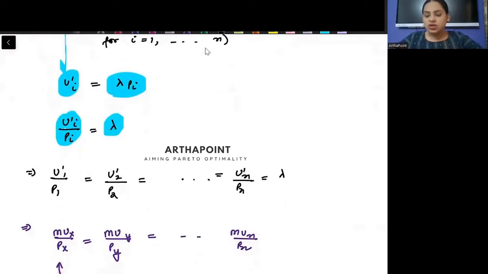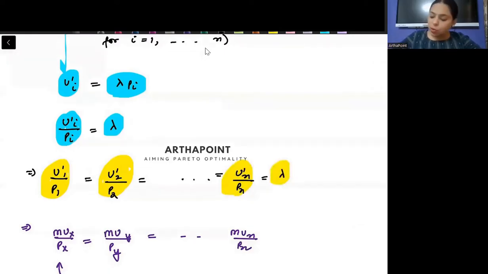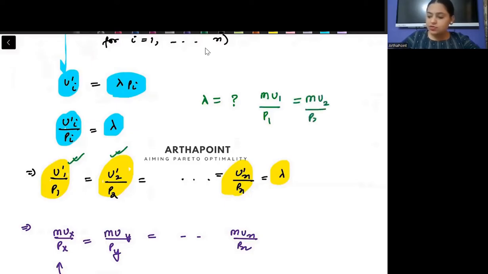Now that i can be anything. i can be 1, 2, 3 till n. So u dash 1 by p1 equal to u dash 2 by p2 equal to u dash 3 by p3 and so on till u dash n by pn equal to lambda. Clear? So beta, what actually is lambda? Listen carefully. This numerator is saying marginal utility of good 1 by price of good 1. This is saying marginal utility of good 2 by price of good 2.